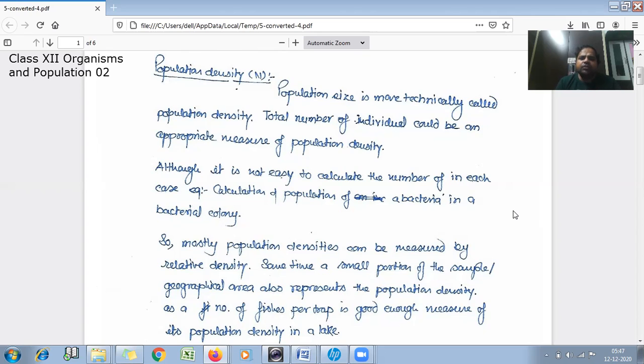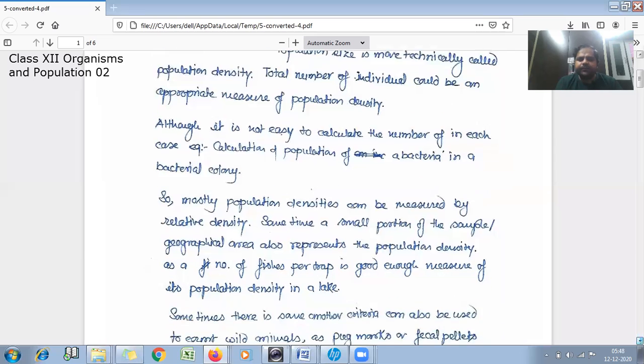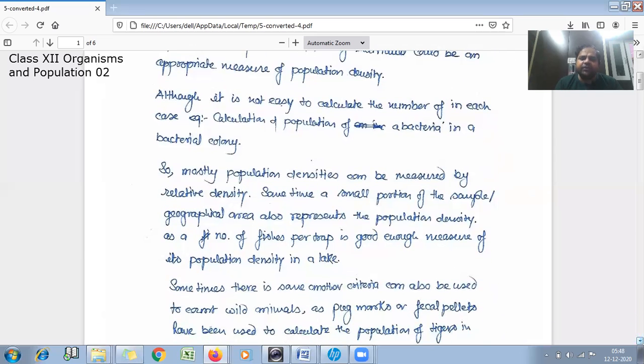It means sometimes we cannot count each and every individual in a particular geographical area, such as if we are collecting the number of fishes in a trap, that trap is good enough to measure the population density in a lake.